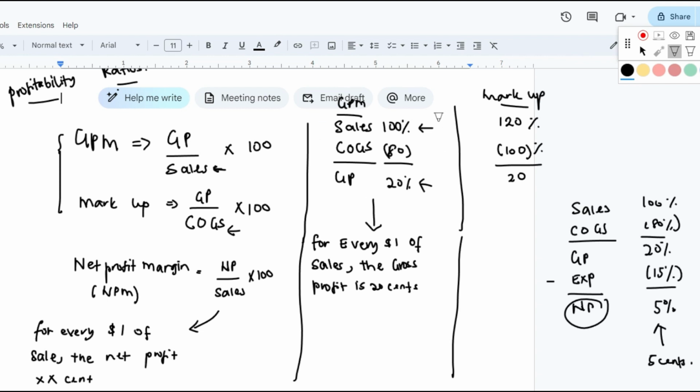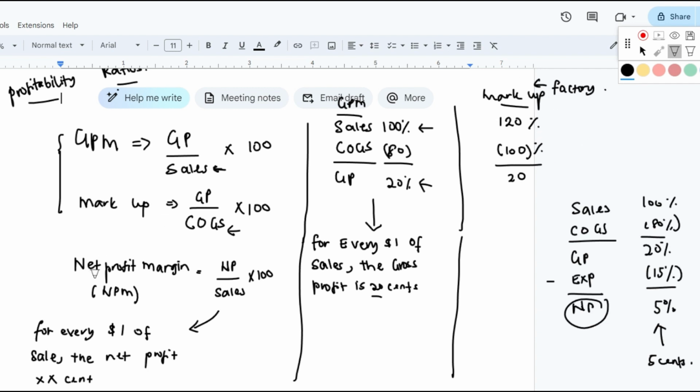Right? Now, how do we interpret this? We interpret this that for every $1 the company makes of sales, the gross profit for the company is 20 cents. Whereas markup on the other end, we can't use that. This markup is normally used in the factory setting. They want to calculate the selling price of the company, we will use this.